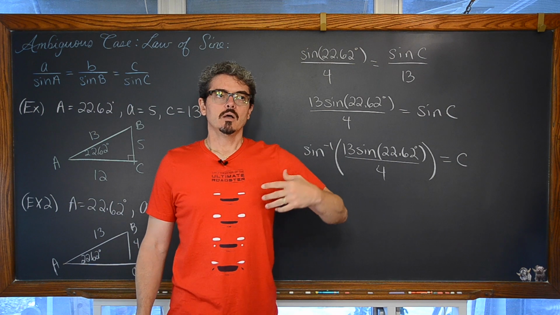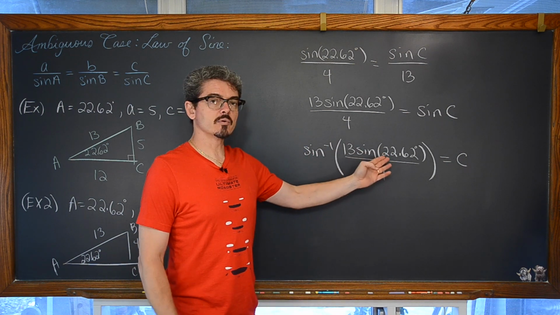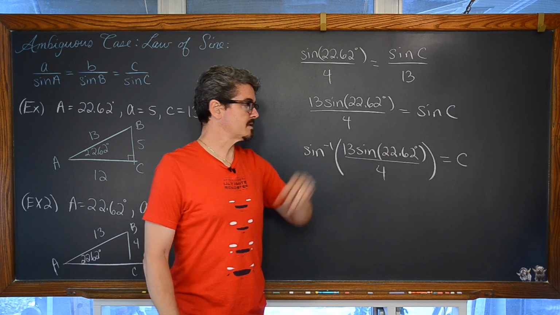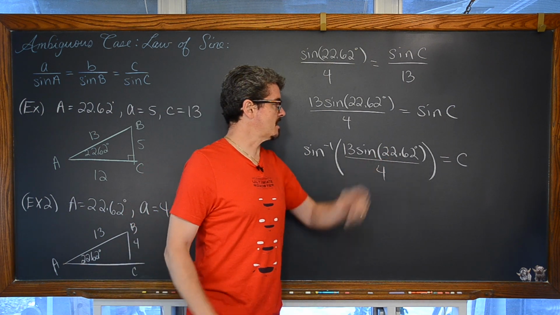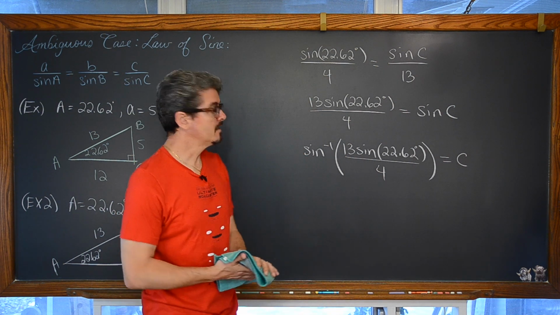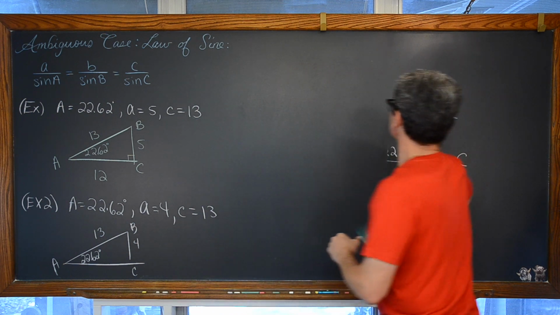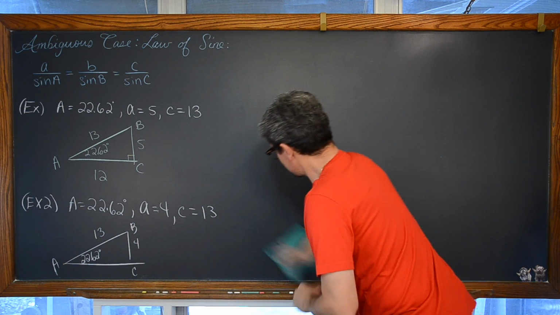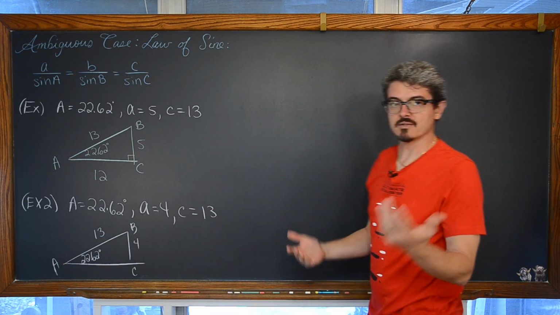So when you then try to do the inverse sine, you cannot plug in a number that is either larger than 1 or less than -1. And I don't know what this numerical value is for 13 sine of 22.62 over 4 is, but I can guarantee you it is larger than 1. That's why the calculator is telling you it's undefined. So, ambiguous case, how do you know if there's no triangle? You just simply try to solve it and it doesn't work.